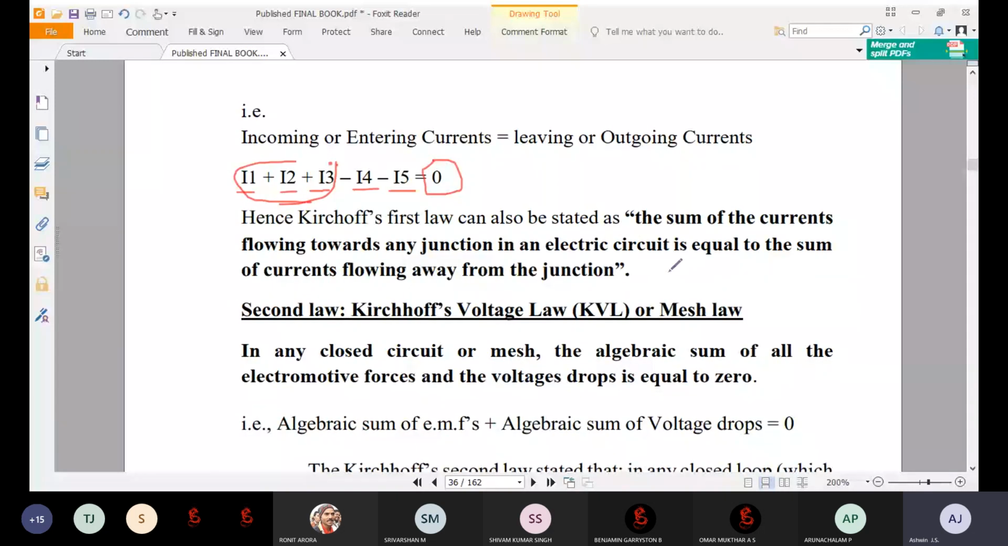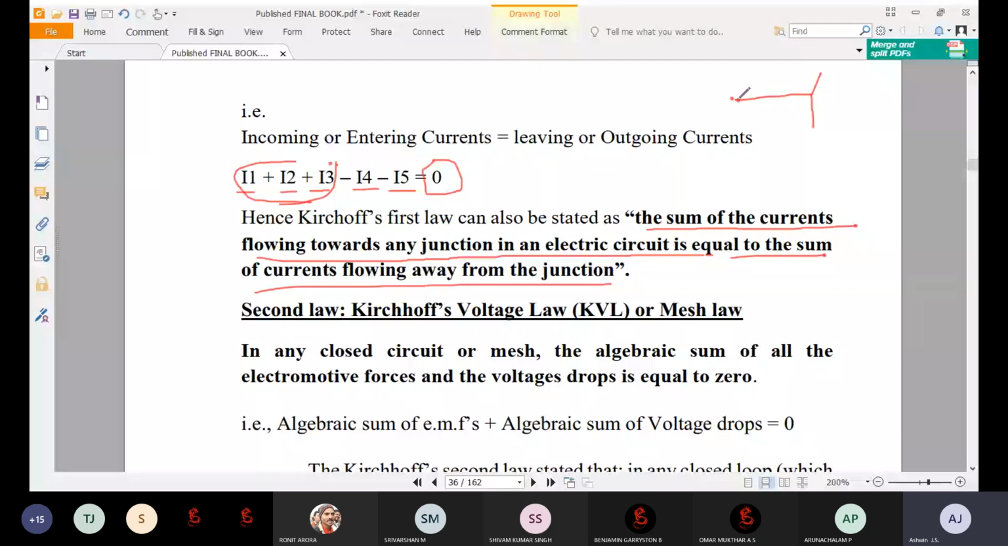Here again they give the same statement: the sum of the currents flowing towards any junction in an electric circuit is equal to the sum of the currents flowing away from the junction. However much current comes inside, the same amount leaves outside, like pipe and water. If a single pipe is coming in one direction, and I connect two pipes here.